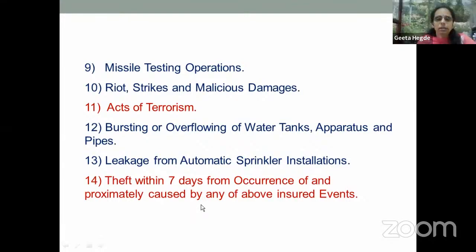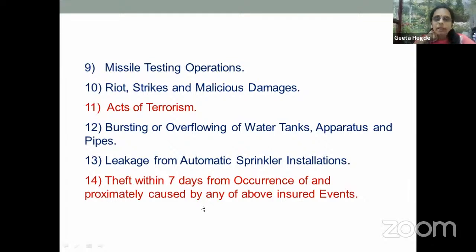Bursting or overflowing of water tanks, apparatus: there is no difference. Leakage from automatic sprinkler. Theft within 7 days from occurrence of and proximately caused by any of the above insured event. This was not there previously. This is not an add-on, sorry, it is a basic peril. This 14th peril has been added in the new policy: theft within 7 days from occurrence of and proximately caused by any of the above insured events.